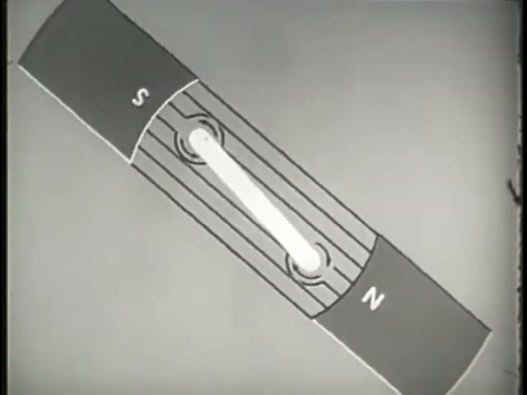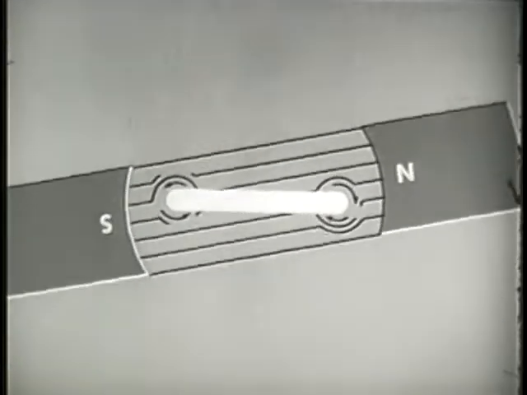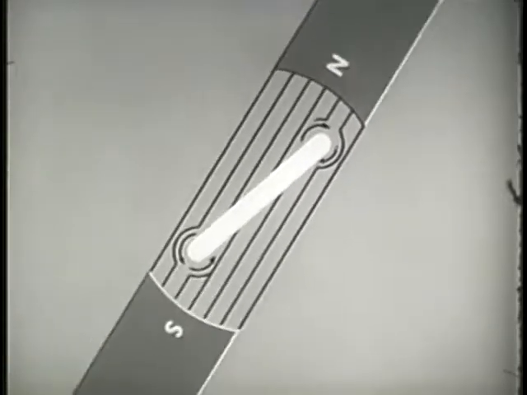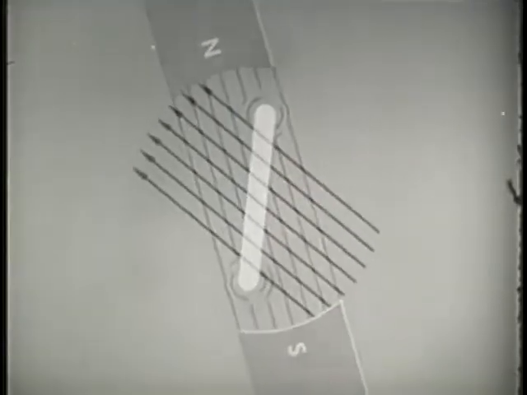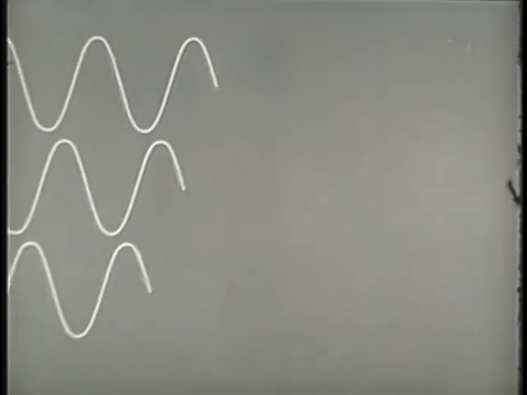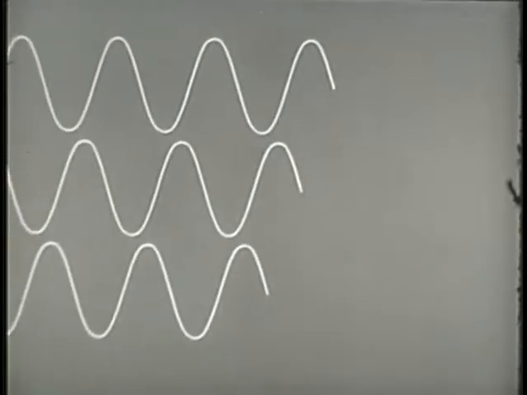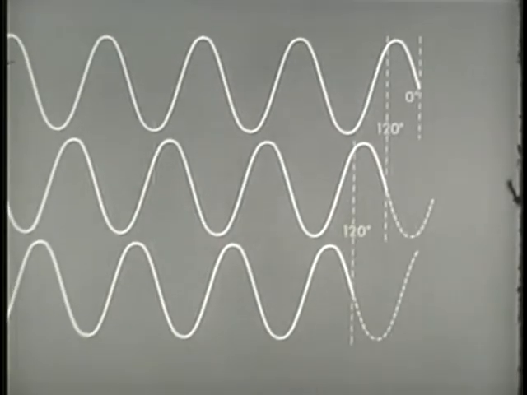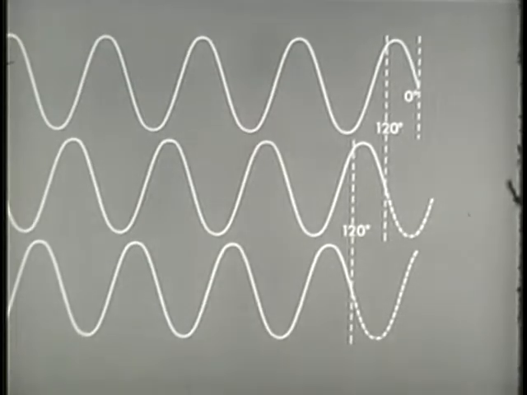So far, we have rotated the field by physical means, which is impractical. It is necessary to find a way to rotate the field electrically. We saw earlier how three voltages 120 degrees out of phase were generated. This voltage can be used to rotate the field electrically.